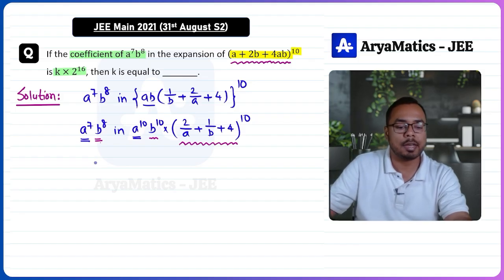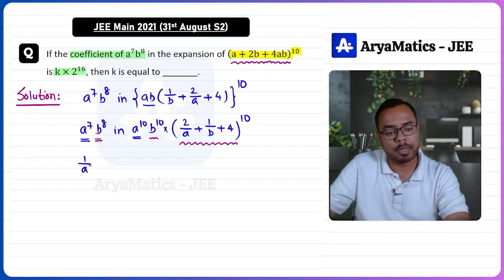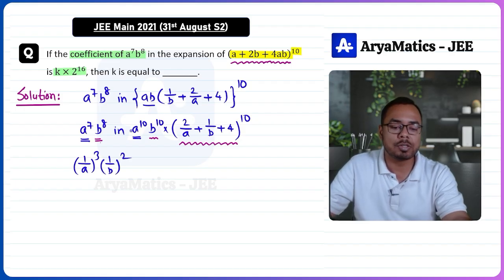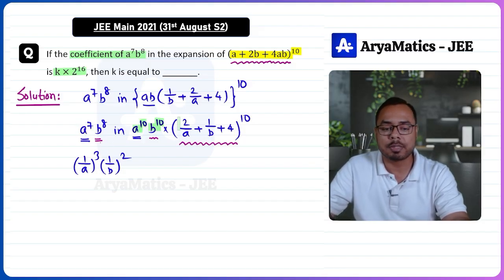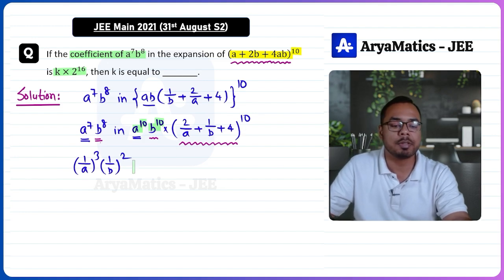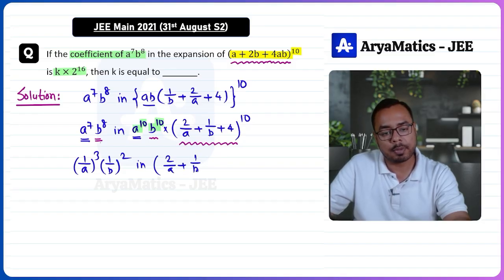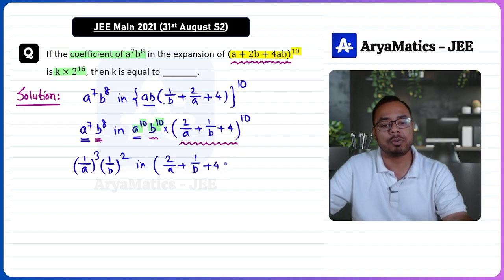So basically in the next line you can write that we need the coefficient of 1 by a cube into 1 by b square, because we have to create b^8. We already got b^10 here, so in this multinomial we need 1 by b square. Similarly, we need a^7 and we already got a^10, so in this multinomial expansion we need 1 by a cube. So we need the coefficient of 1/a^3 times 1/b^2 in the expansion of (2/a + 1/b + 4)^10.